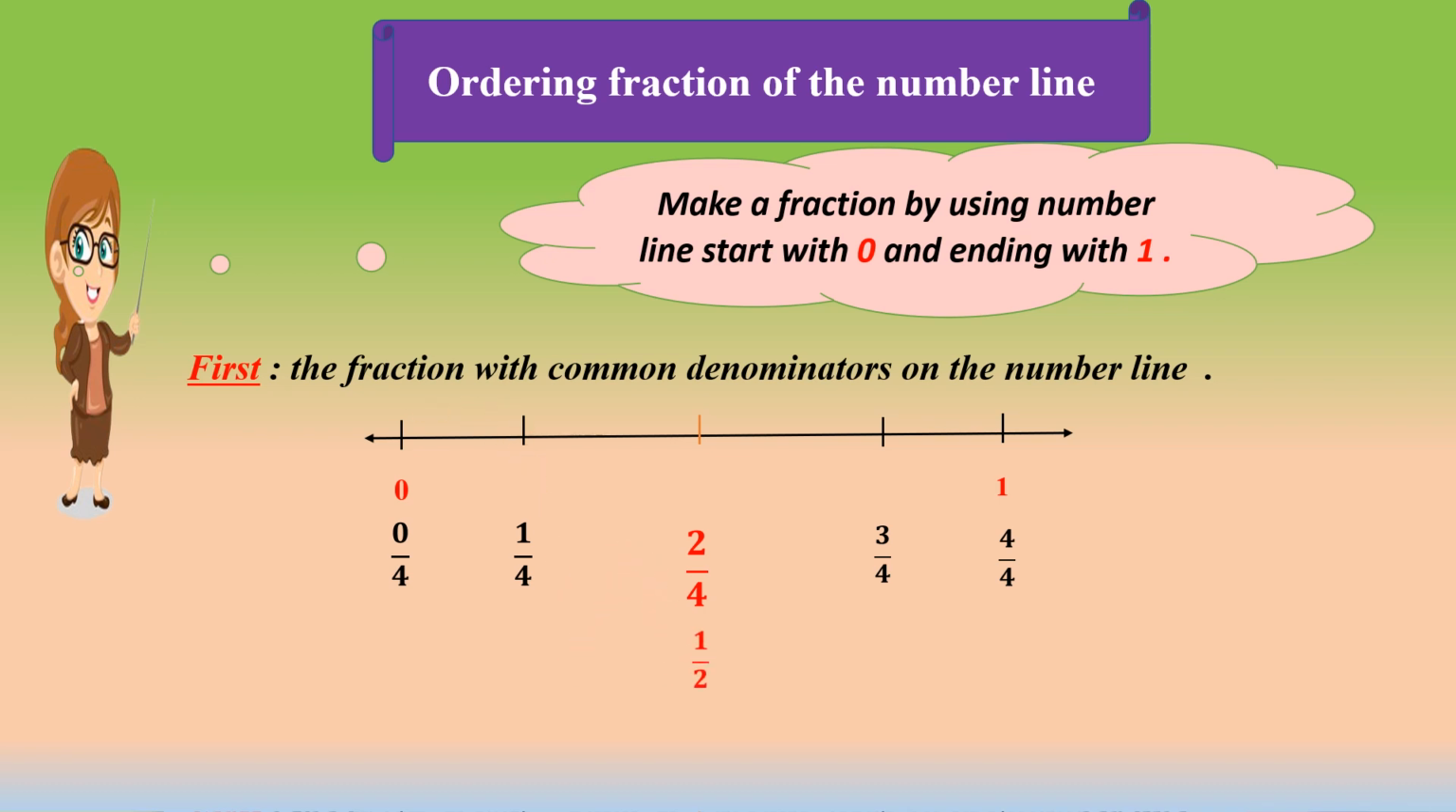What about 2 over 4? Here it equals 1 half, because this is the half of the number line. So 2 over 4 equals 1 over 2, this is an equivalent fraction. Note, 2 over 4 equals 1 over 2, equivalent to half.